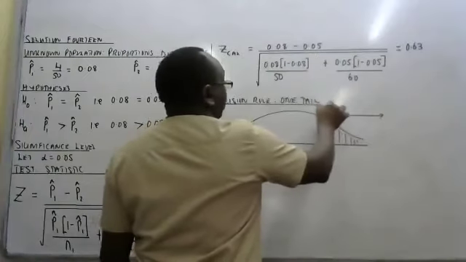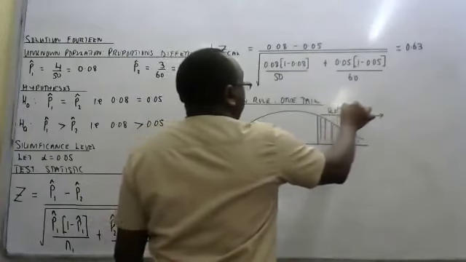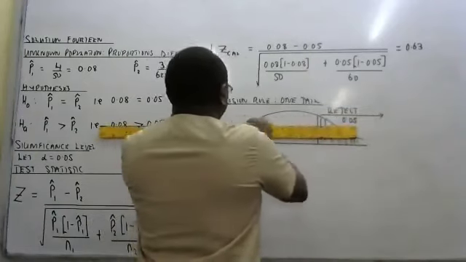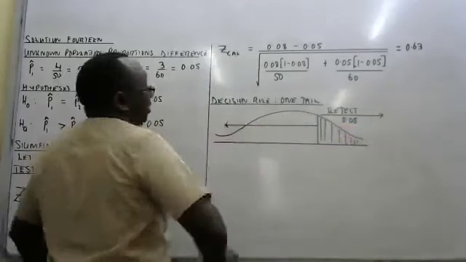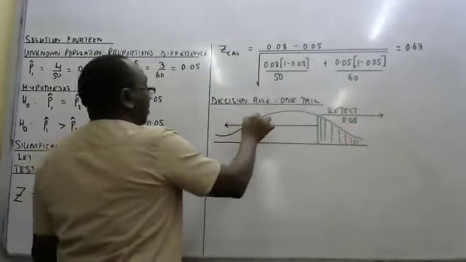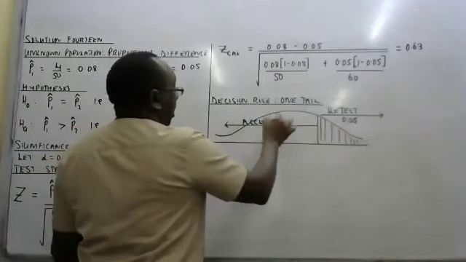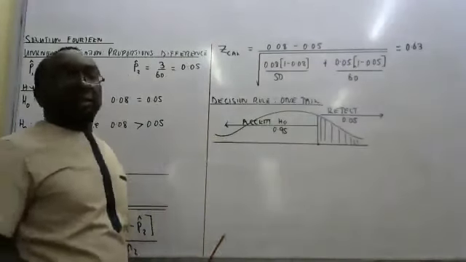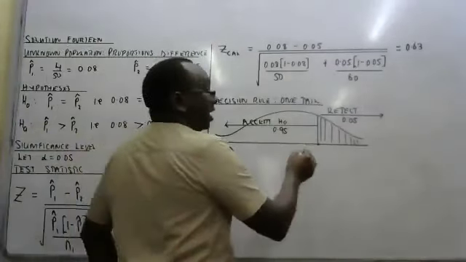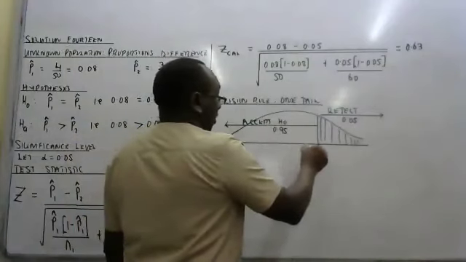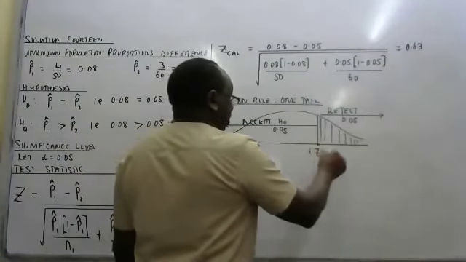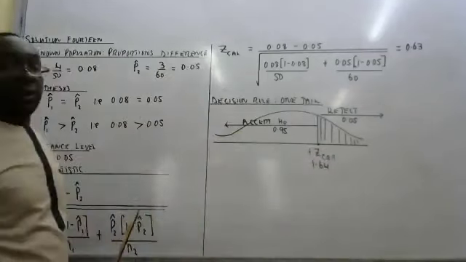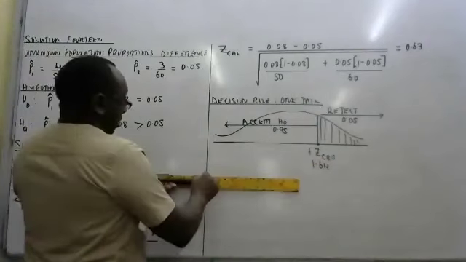So here we shall say reject. This is 0.05. Here we are saying accept the null at 0.95. And because this is Z we have been talking about, you can see they keep on repeating. So Z critical is 1.64.